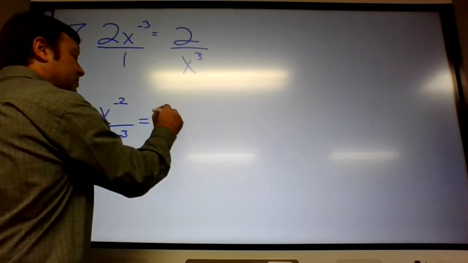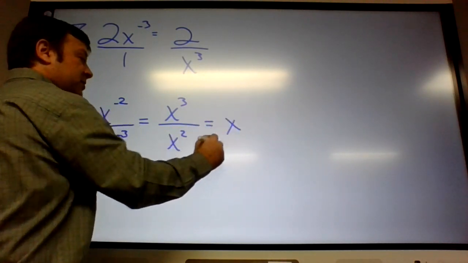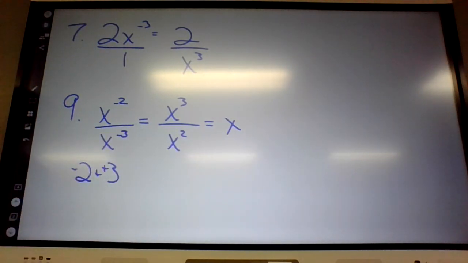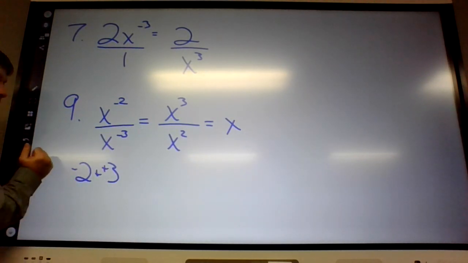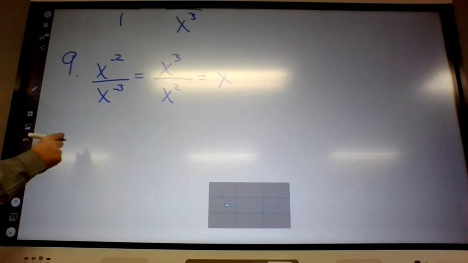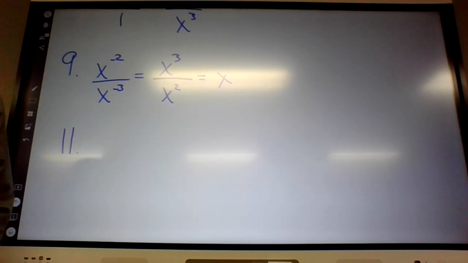But yeah, what Sophia said was right also. So it's like x to the third over x squared. And then if you subtract the exponents, you get 1. So it's just x to the 1, which is just x. Number 11.